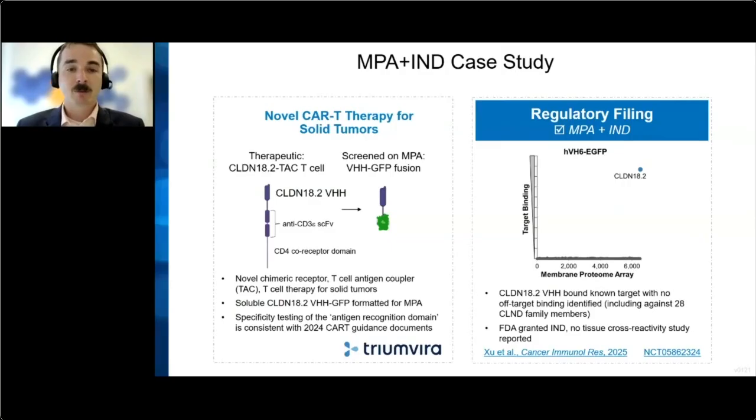Another example is a novel CAR T-cell therapy for solid tumors, where the therapeutic is a Claudin 18.2-targeted T-cell. Using the 2024 CAR T-cell guidance, we screened the VHH-GFP fusion on the MPA to identify binding to Claudin 18.2. Claudin 18.2 VHH bound its known target with no off-target binding identified, which included about 28 Claudin family members. The FDA granted this IND with no tissue cross-reactivity study reported.